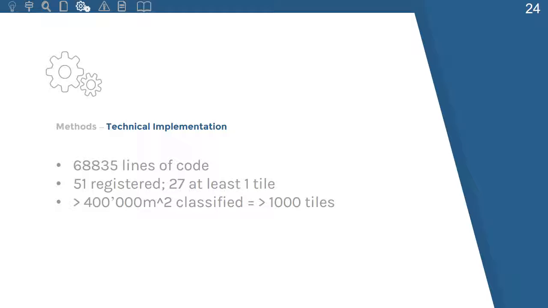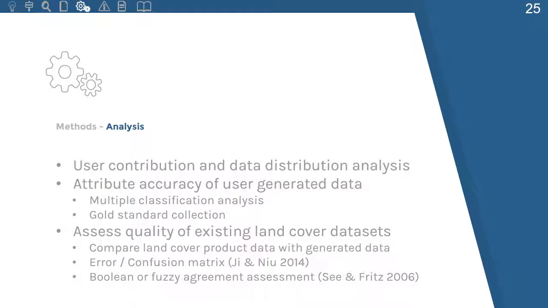So up till now, I released this exactly 1 week ago, and the game at the moment, as of today, has more than 68,000 lines of code, 51 registered users, of which 27 have captured at least one tile. Most of these users I do not know. I have no idea who these people are. And as of, I think, about an hour ago, the 1,000 tile mark was broken. So there have been more than 1,000 tiles collected already in this week, which is equivalent to more than 400,000 square meters of classified land cover. So that was what I've done up till now.